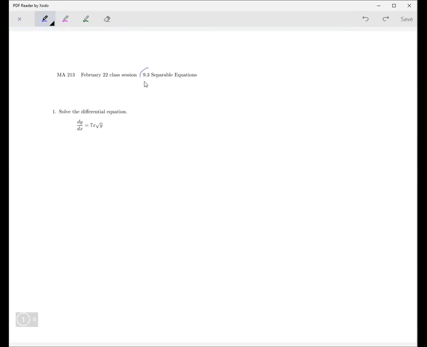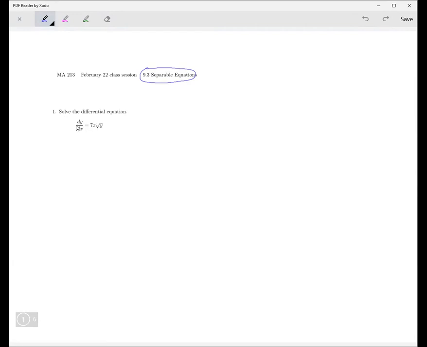Okay, so anyways, separable equations is what we're going to talk about. It's more about differential equations. This is going to be the last section in chapter 9 that we cover, and then tomorrow we'll be into chapter 10. But anyways, here again, we have a differential equation that would be solved.